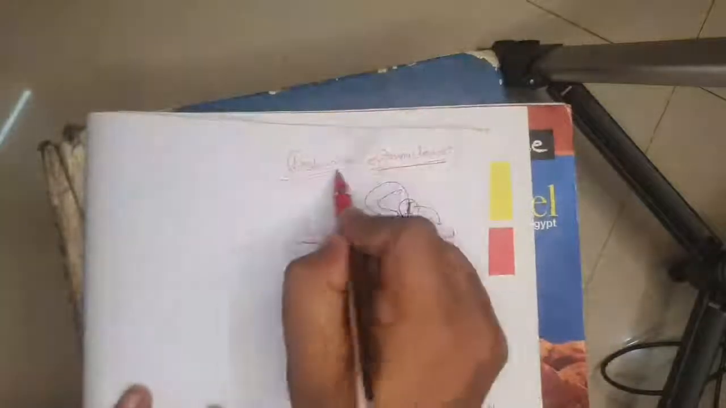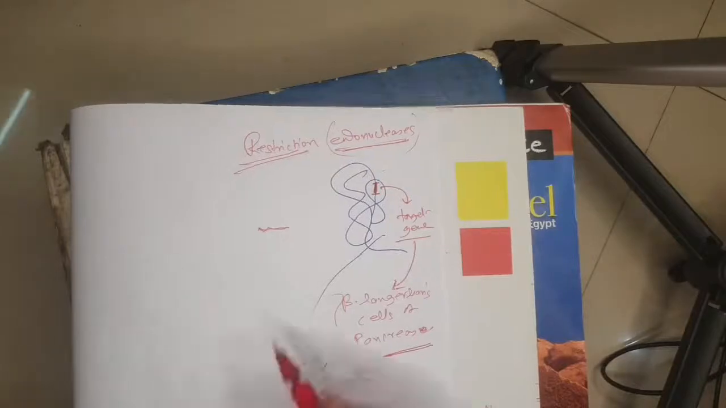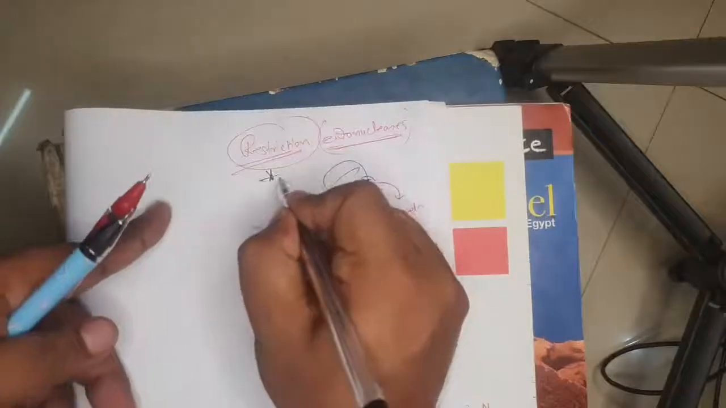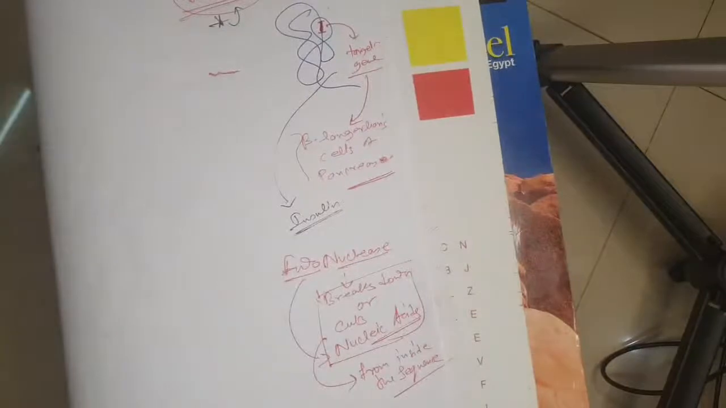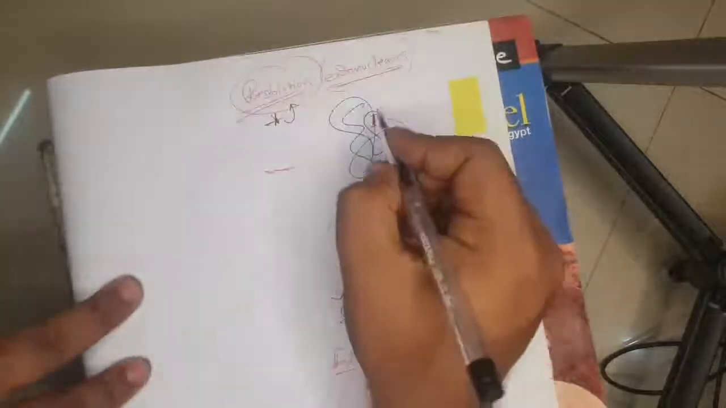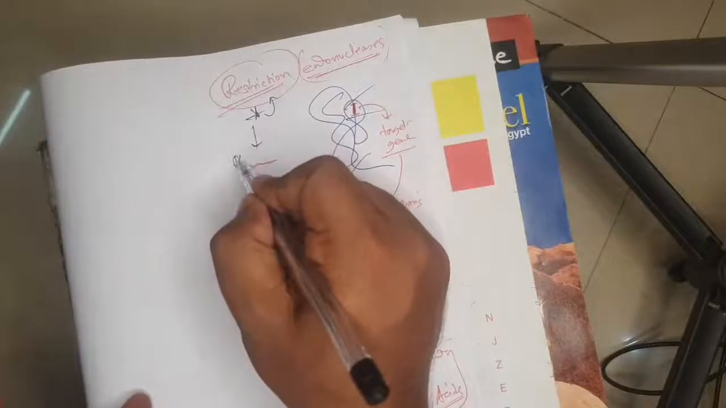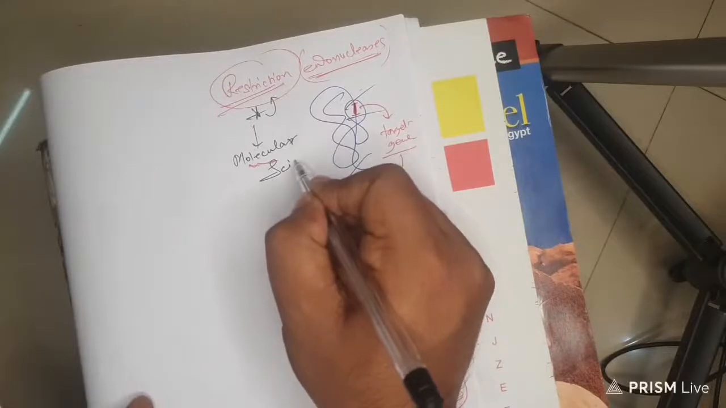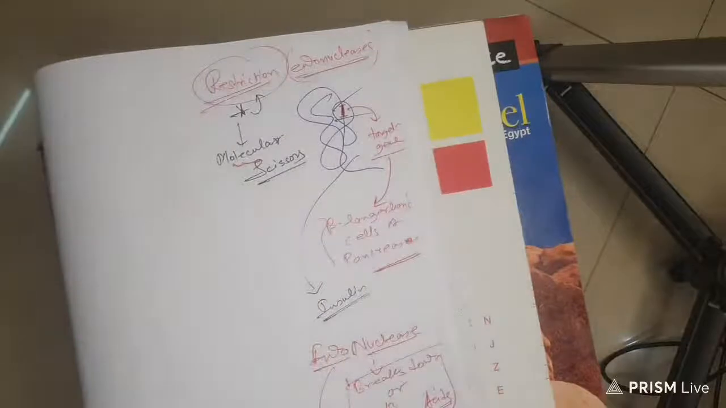Then why is it called restriction endonuclease? First of all, it cuts at a specific site. And why is it called restriction? We will come into that discussion after a few minutes. Apart from that, these enzymes are also known as molecular scissors. So these molecular scissors, or restriction endonucleases, will be used to cut the target gene.